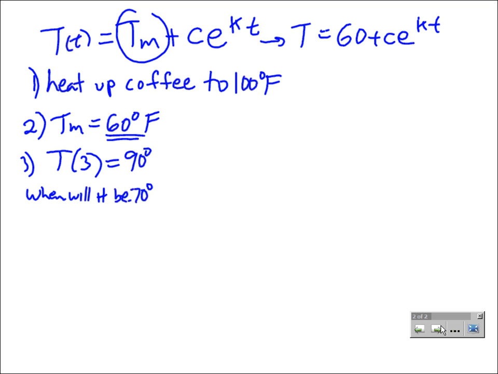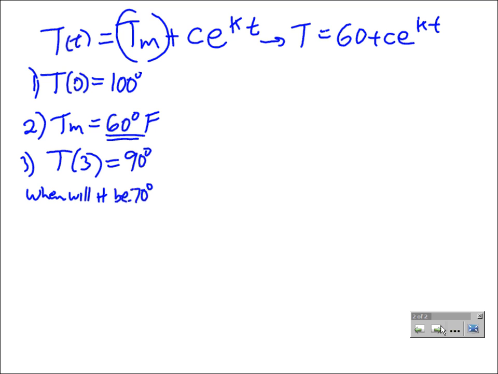Now, when we say heat up the coffee to 100 degrees and then place it into a room of 60 degrees, that means initially, right from the start of the time, T of 0 is going to be 100 degrees Fahrenheit.